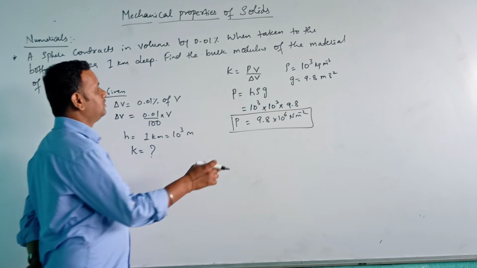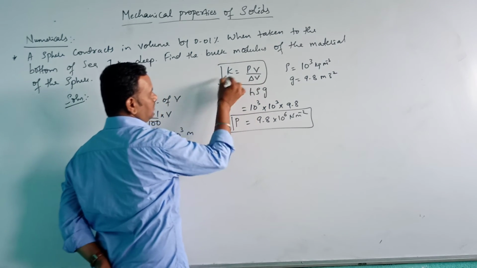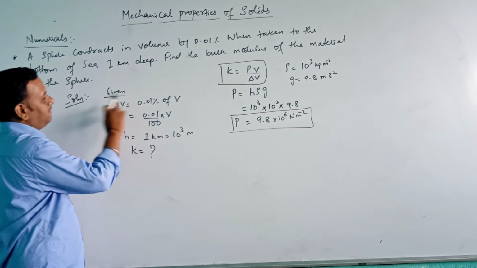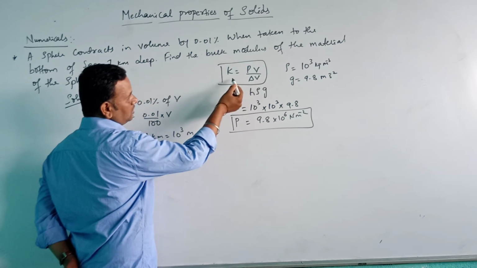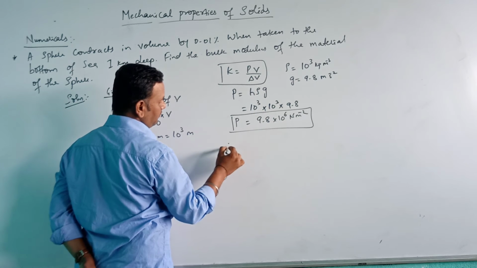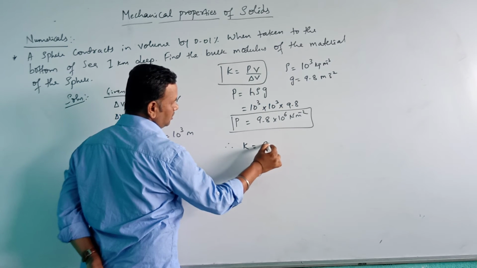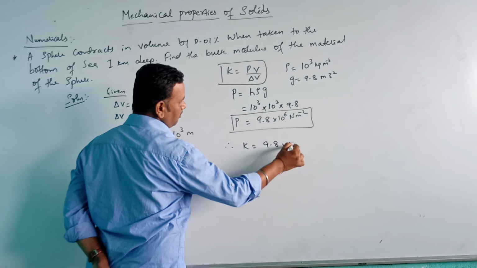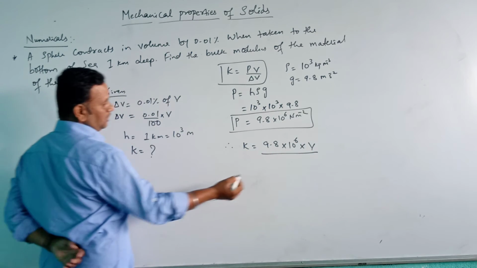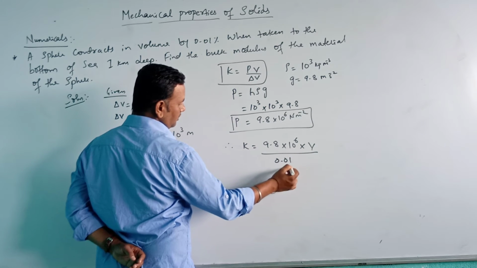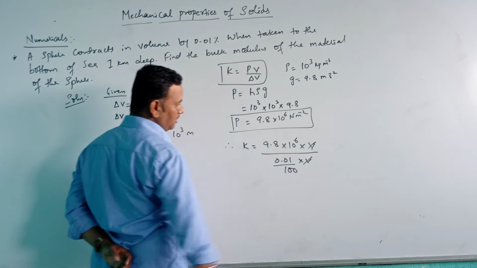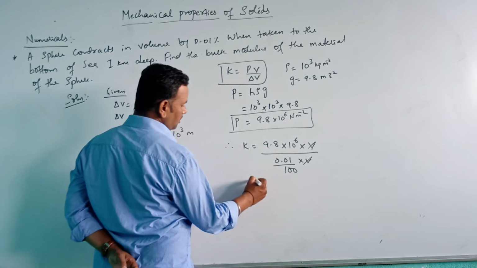Okay. Now using the definition of the bulk modulus of the material of the sphere, we can calculate the bulk modulus because the pressure is known. Therefore K equal to pressure, 9.8 into 10 to the power of 6 into V, whole divided by 0.01 divided by 100 into V. So V will get cancelled.